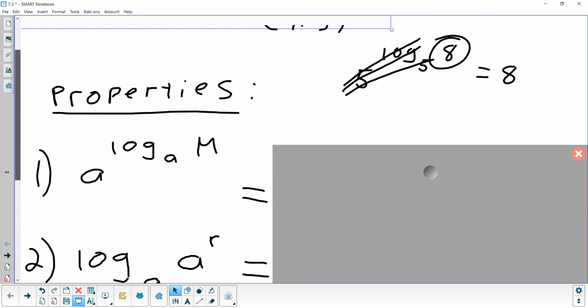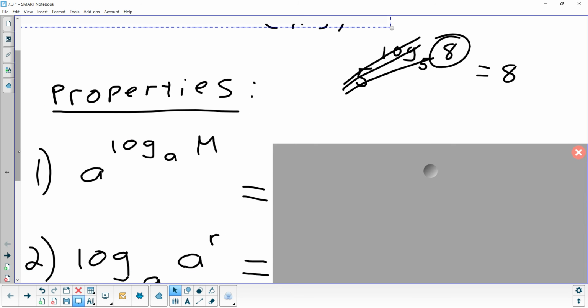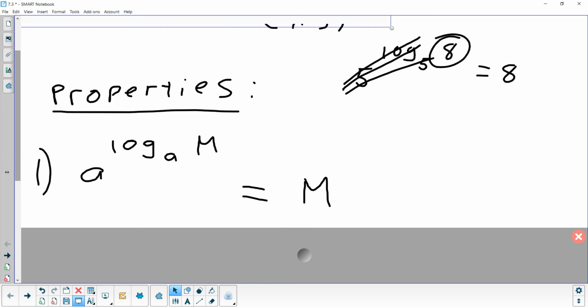So, this is a raised to the log base a of m. So, what do you think is right there under the equal sign? Yeah, Pete? M. The answer to a problem like that is whatever number is sitting right there, because the other part cancels itself out. That's it. Just a special pattern that can come up sometimes. Any question on that one?